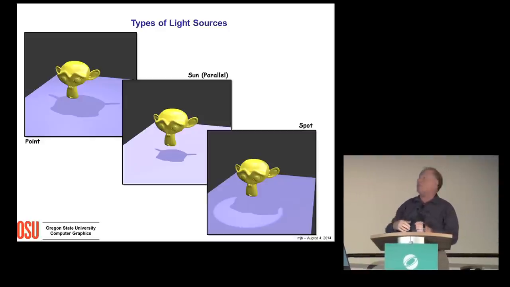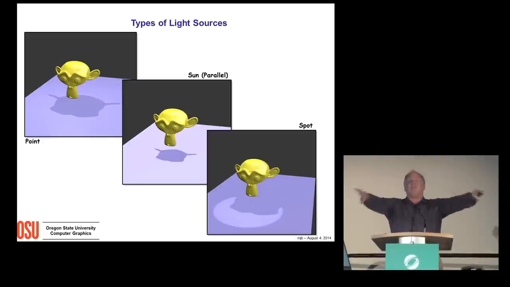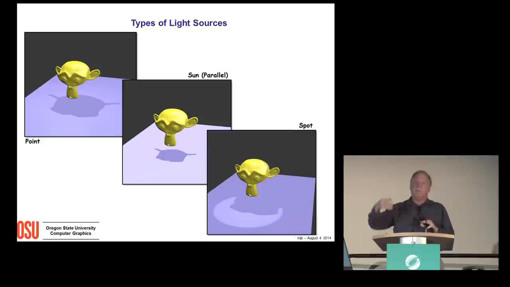Okay, they seem parallel. Notice the shadow is smaller. Well, that's because light's not spreading out like the point light did. They're all coming in at an angle, the same angle.